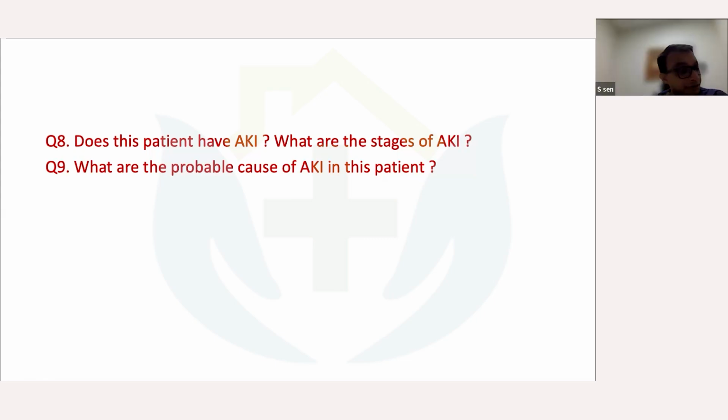What is stage 3 AKI? Stage 3 is if the patient underwent hemodialysis, or creatinine more than 4, or urine output less than 0.3 for more than 6 hours, or an anuric patient.